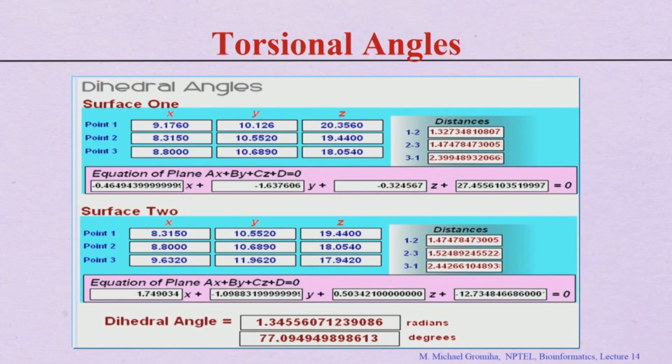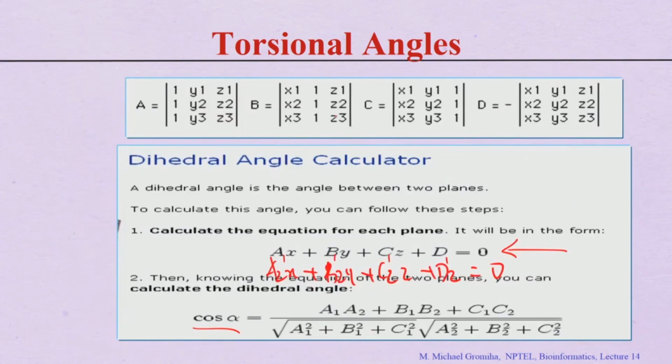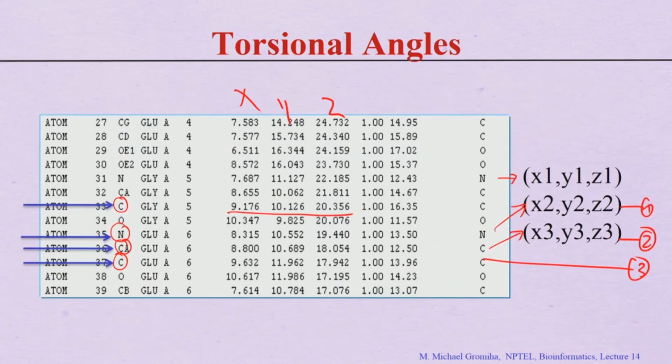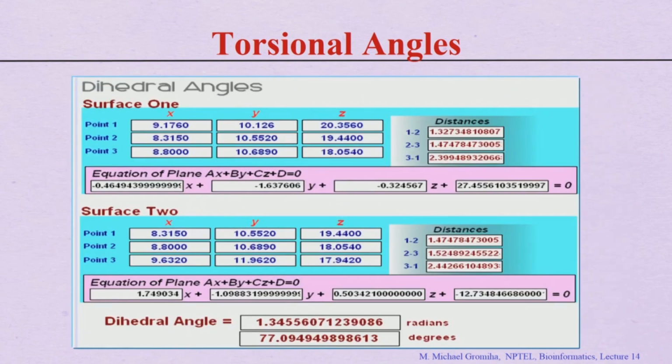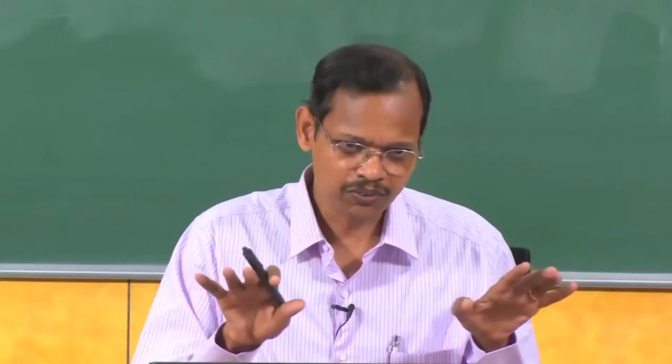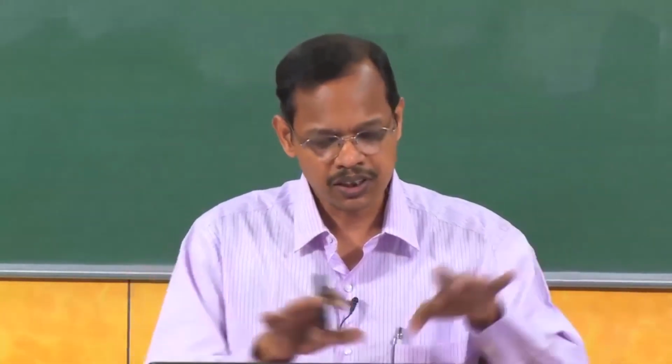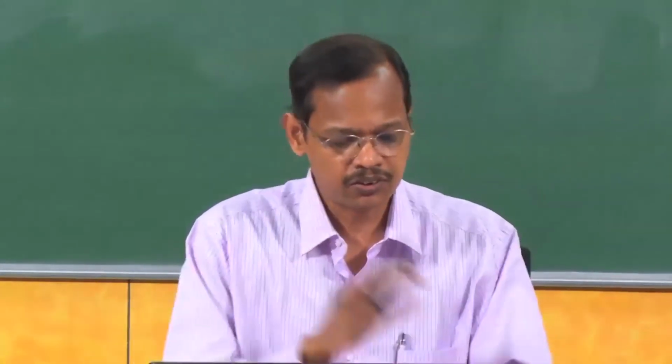I will show an example with the same data. There is a server which can take these x, y, z coordinates and give the equation of the plane. For example, this is the same coordinate I showed here, 9.176, the coordinate for the first atom. It gives the equation of the plane. Then for the second plane you get its equation, and finally with these 2 equations they calculate the dihedral angle, about 77 degrees. Four atoms are required for a dihedral angle: 3 in one plane and 3 in another plane. You get the equations of the planes and use them to get the dihedral angle.